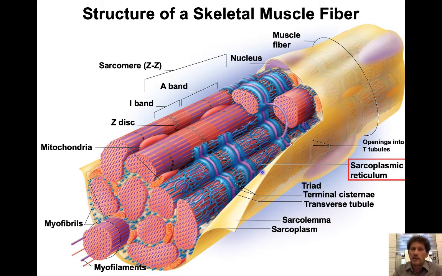And then that sarcoplasmic reticulum forms a network around these myofibrils, which we'll talk about here. You can see this network of sarcoplasmic reticulum surrounding the entire myofibrils. Embedded down in here is where our muscle fibers store calcium, and that calcium is going to be really important in our muscle contraction.